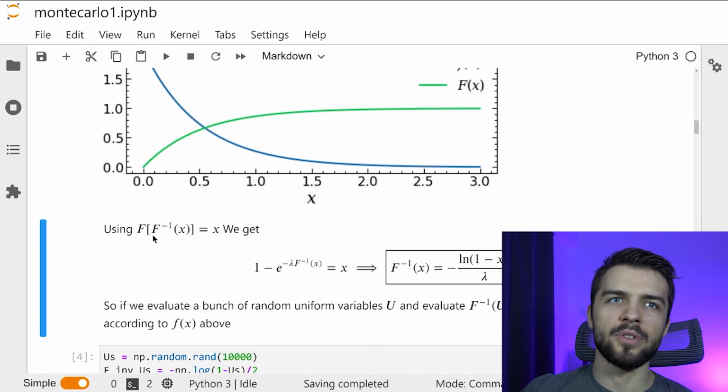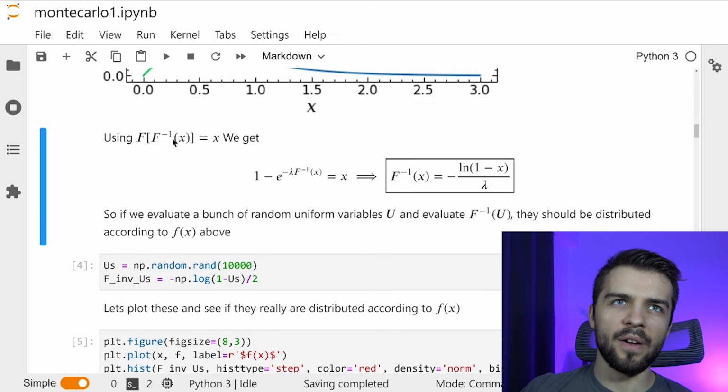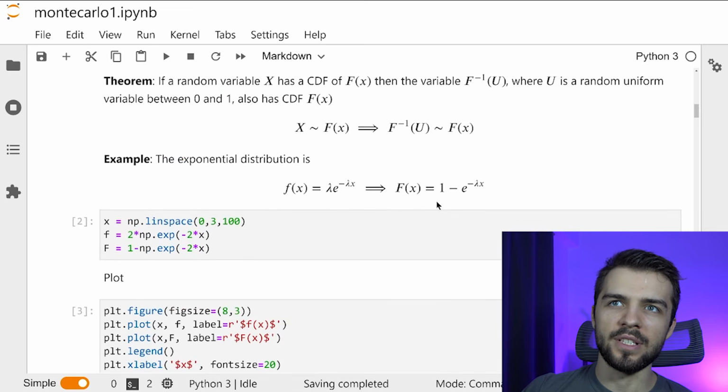So, there's a simple way of doing that with math. I use F of F inverse of x equals x. That's the identity here. Then I plug F inverse of x into capital F. So 1 minus e to the negative lambda F inverse of x equals x. That's just this formula here, but plugging in what I know capital F is equal to.